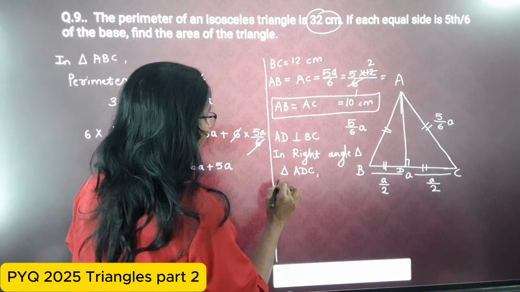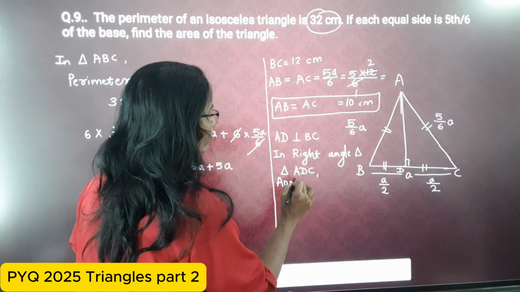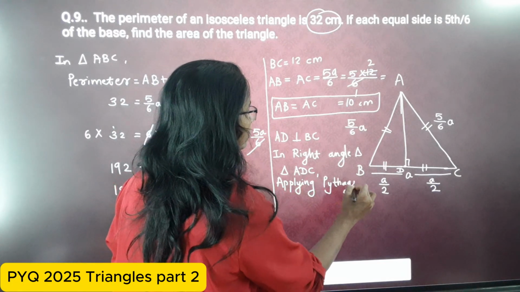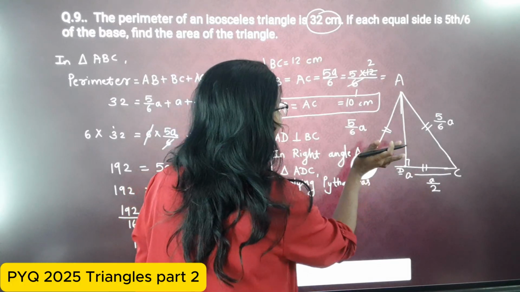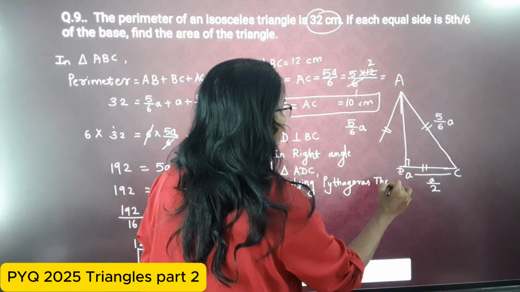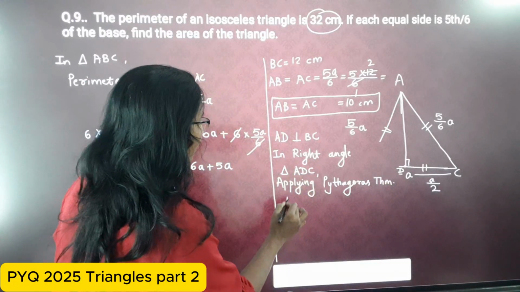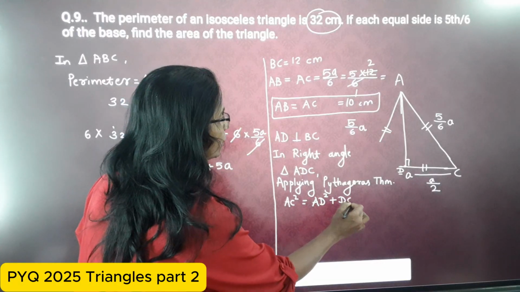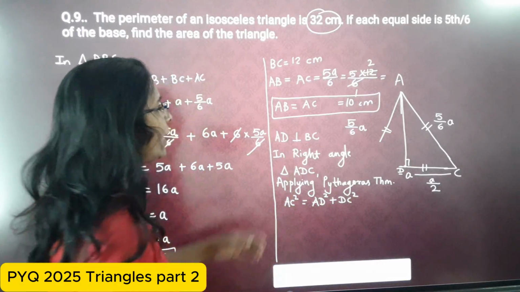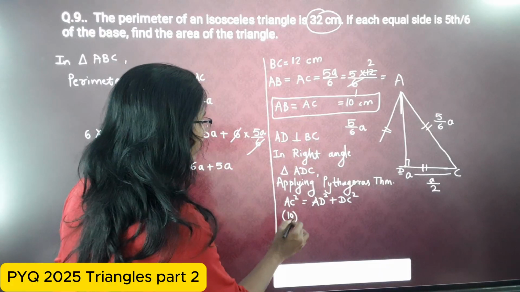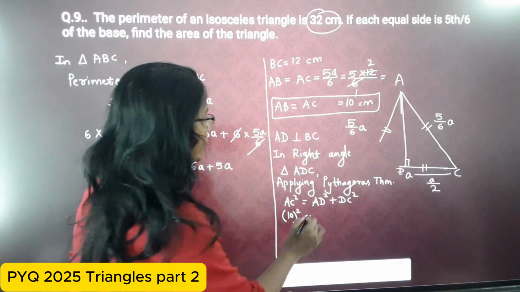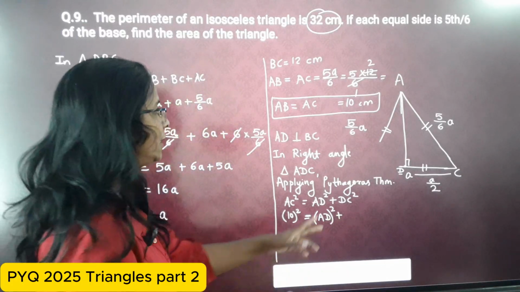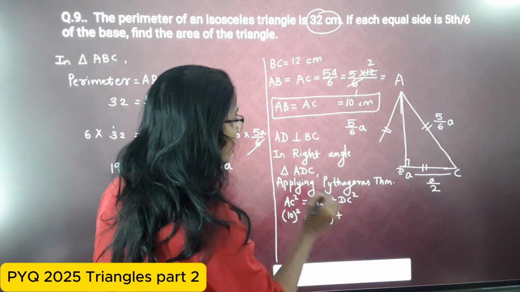applying Pythagoras theorem. So here we say that AC square is equal to AD square plus DC square. AC square, that is 10, so here I write square of 10. AD square, that we have to calculate, so write down as it is AD square, and DC square is A upon 2.